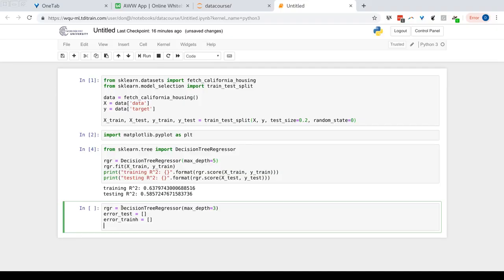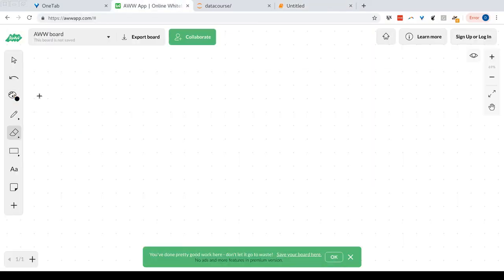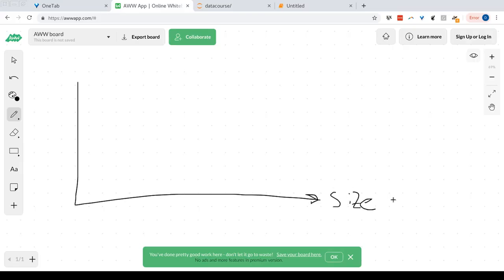Before we start calculating things and generating plots, let's consider what we should expect. My question is, if we have on one axis the size of the training data, the size of training.